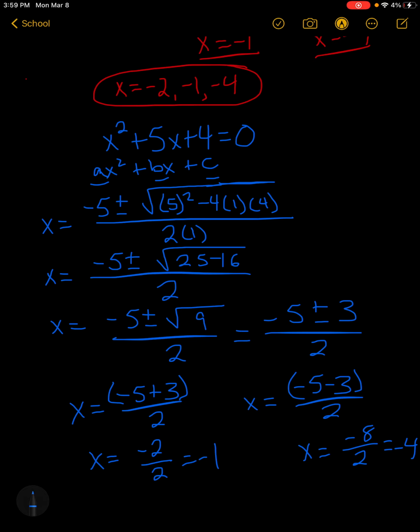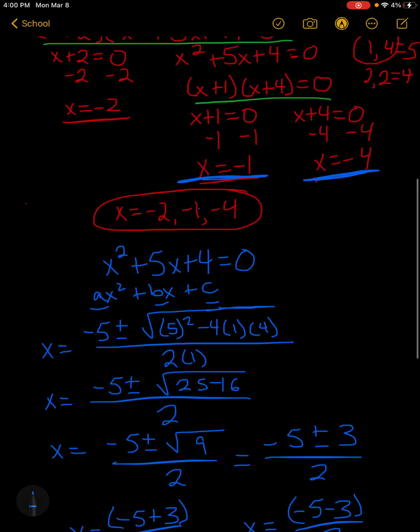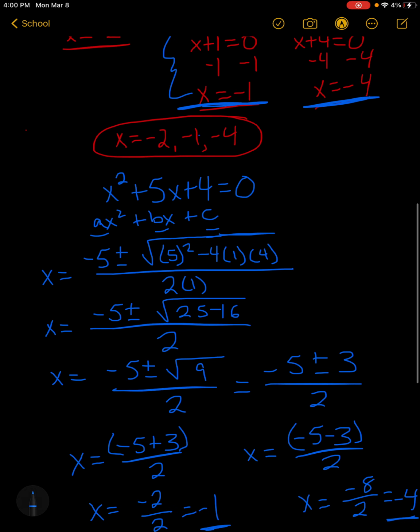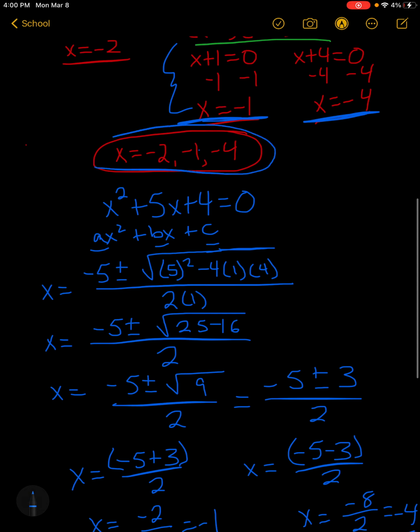So notice -1, -4, which matches the same answers we got when we factored. So if you can factor, notice how much quicker the factoring was. But notice you still get the same answer with the quadratic method. Either way, your final answer is x equals -2 and -1 and -4. Those are your solutions.